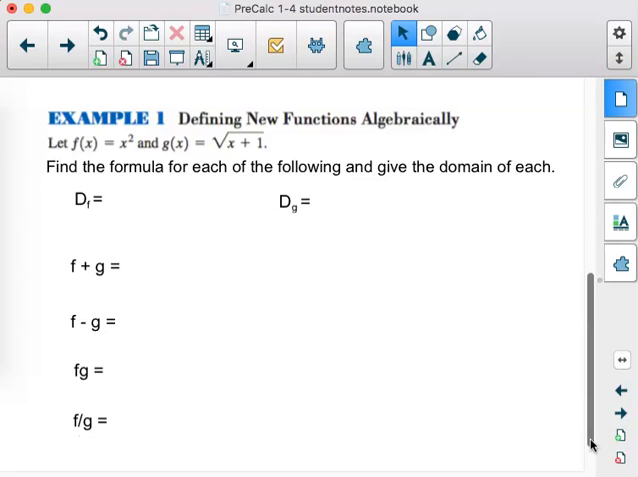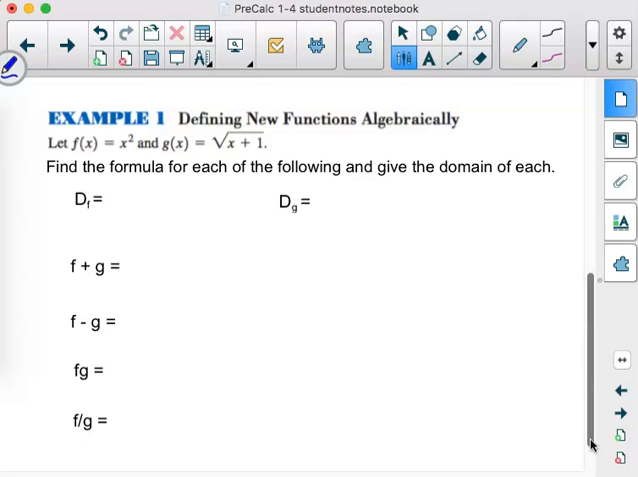So example 1 says we're going to define these new functions algebraically, and we have f of x equals x squared and g of x equals the square root of x plus 1. So it says find the formula for each of the following and give the domain of each. Well, that means we want to start thinking domain when we're doing these problems, but we also have to think about it every time we do some combining, every time we put functions together. Have we created a new situation where now there's division? Have we created a situation where now there's an even root?